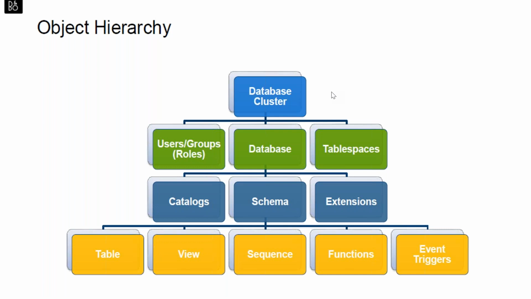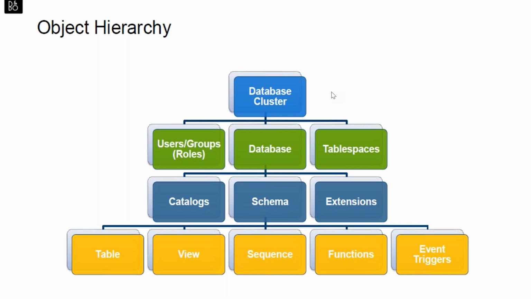So if you see in this diagram, in a database cluster, three things come up: users and groups, databases, and table spaces. Users and table spaces are not part of the database, they are above the database. You create a user, and you can connect to any database if you have the privilege to do it. Similarly, a database can store data in any of the table spaces you specify. And by default we have pg_default and pg_global.